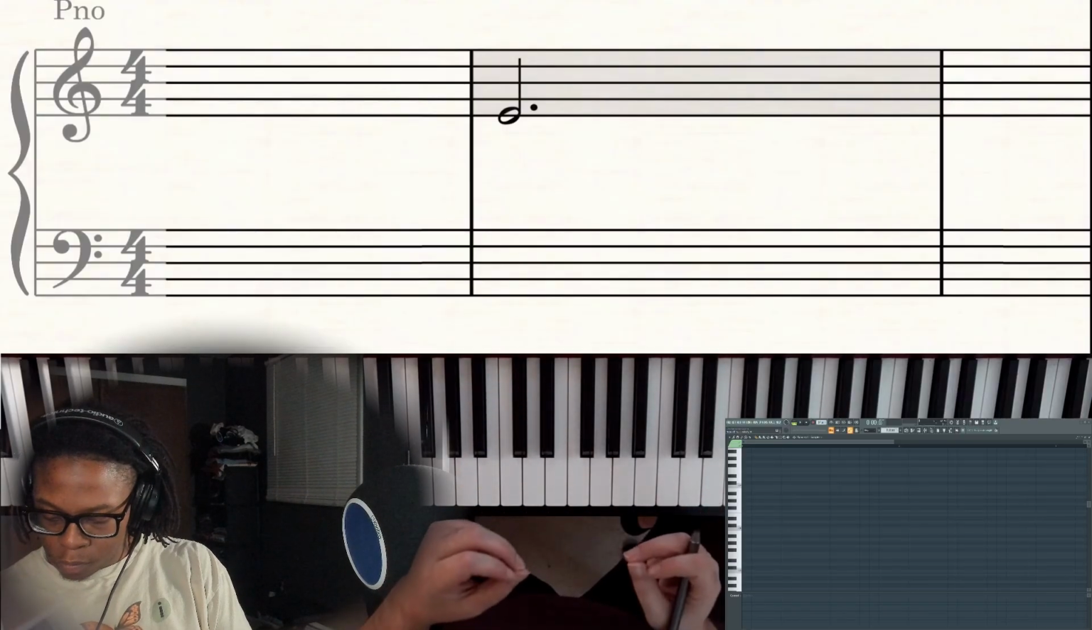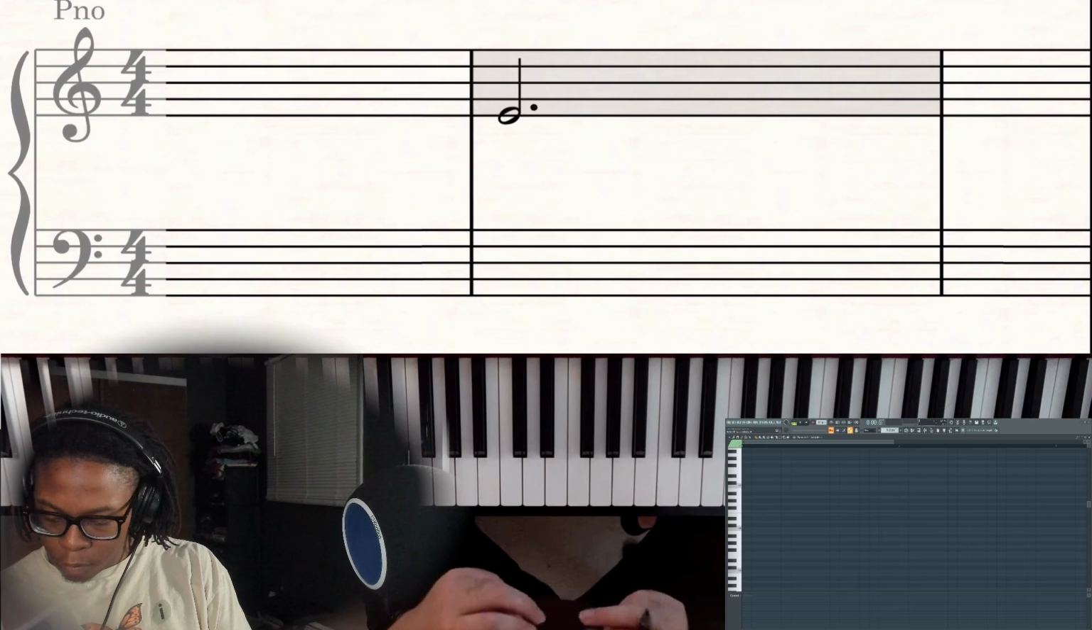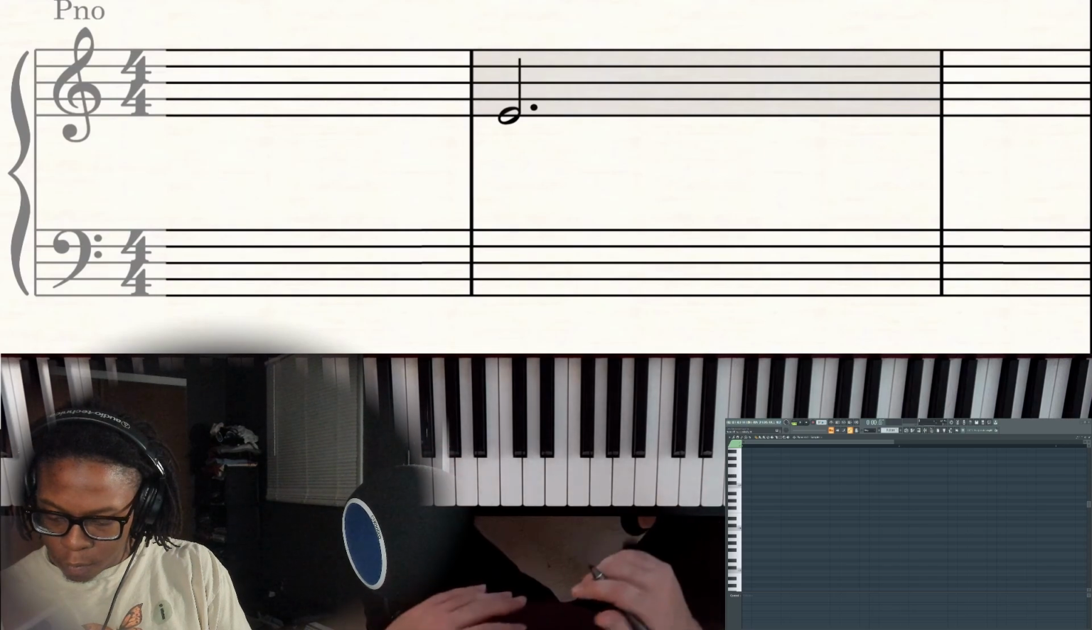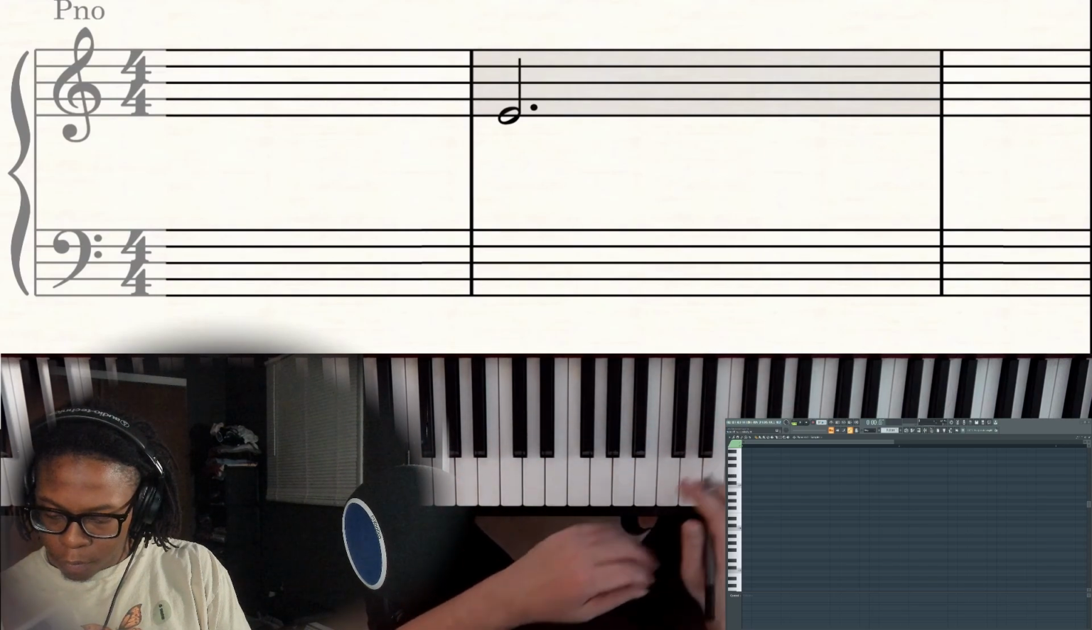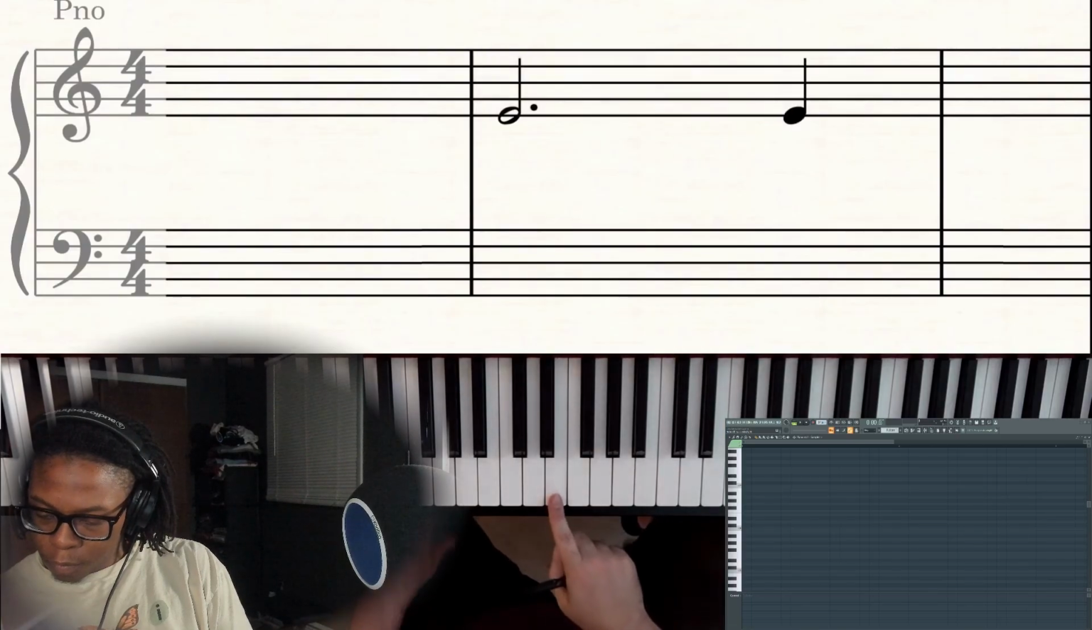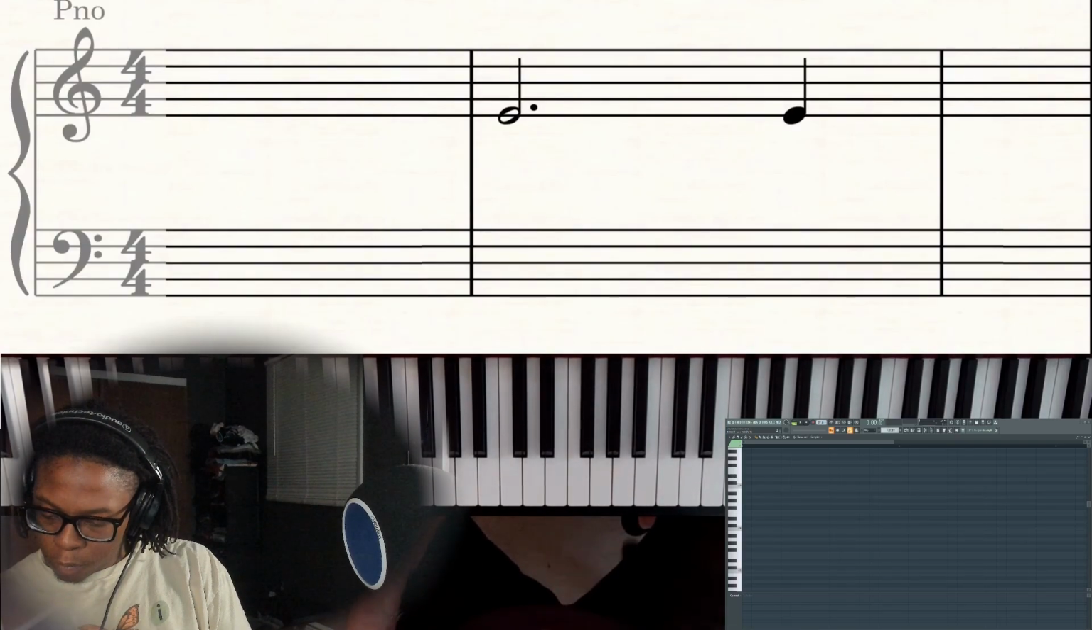What note can we add to that measure that's going to make it a full measure? And the answer is a quarter note, right? Since 3 plus 1 equals 4. So this measure is going to be played 1, 2, 3, 4, just like that.